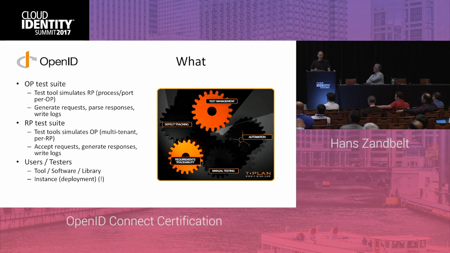This is how you pass a particular test. And so that test tool simulates an RP. It runs on its own port with its own callback URI and such, and it generates requests, parses responses, and writes log files about the result.